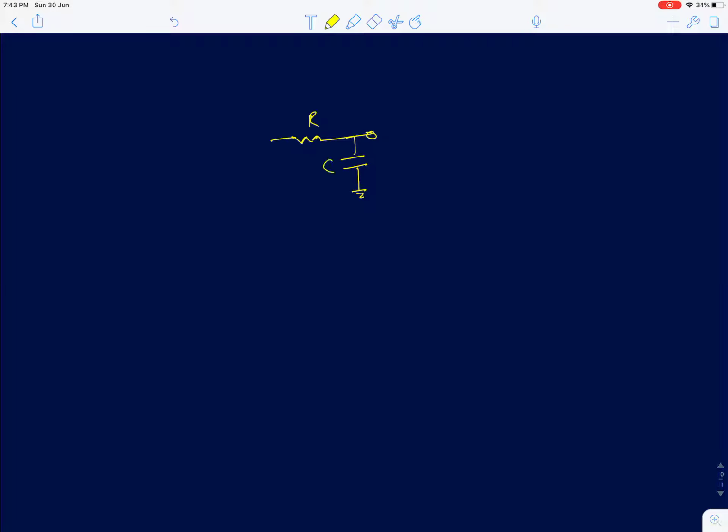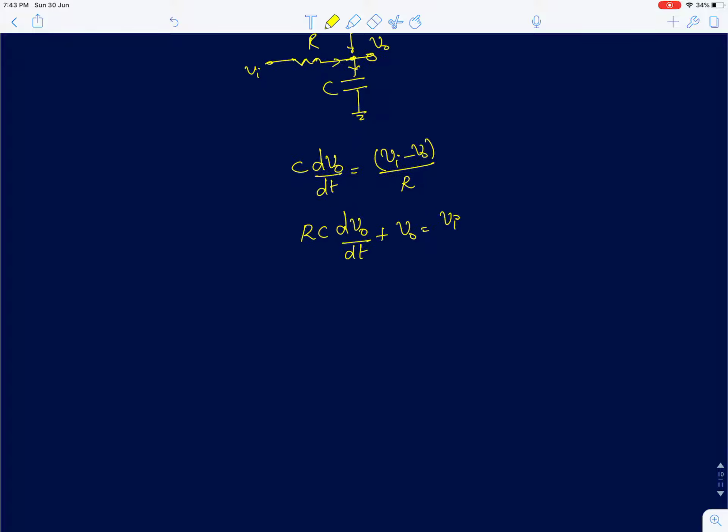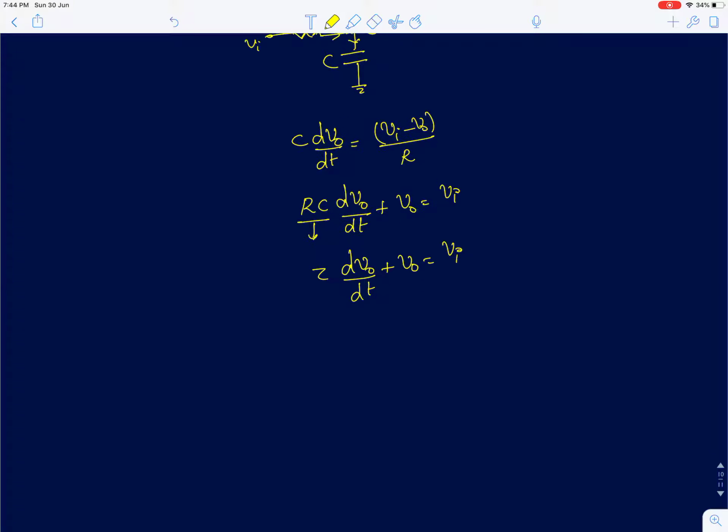So first, consider a circuit like this with an input Vi and an output V0. I'll apply KCL at this node. Then you can write C dV0 by dt equals (Vi minus V0) upon R. This can be rewritten, and now I'm going to call this term RC as tau. It's called the time constant. So tau dV0 by dt plus V0 equals Vi.